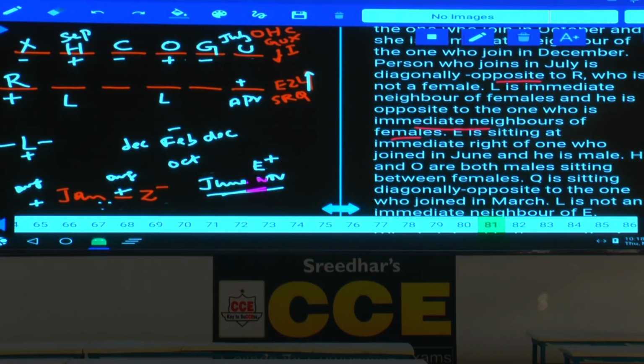And E is seated to the immediate right of the one who joined in June, and he is male. H and O are males and seated in between females. Q is sitting diagonally opposite to the one who joined in March. Now Q is opposite to March. Diagonal opposite means this person must have joined in March, isn't it? Done with this?